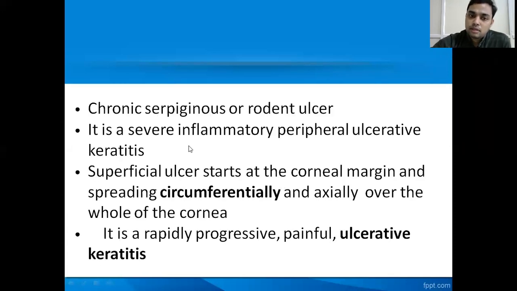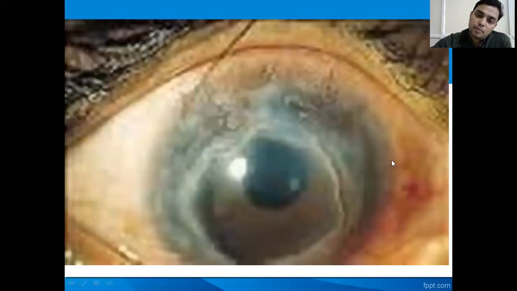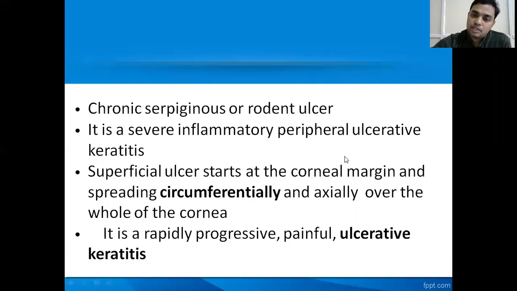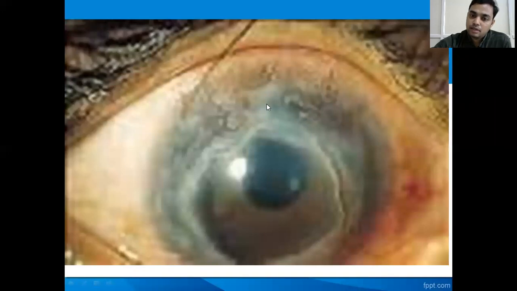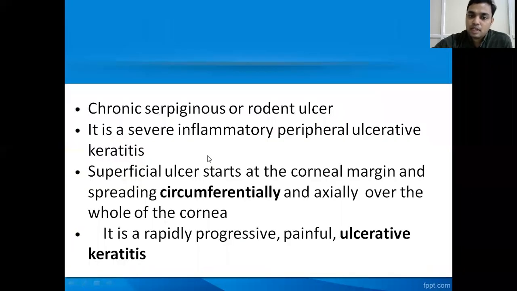Basically, it is an autoimmune disorder. It appears as a chronic serpiginous or rodent ulcer. It is a severe inflammatory peripheral ulcerative keratitis. Basically, you have to remember this Mooren's ulcer, which is an immune-mediated corneal ulcer. It occurs at the periphery of the cornea. The central part is involved at the later stages. Initially, the peripheral part of the cornea is involved. So it is basically a peripheral corneal ulcerative keratitis.